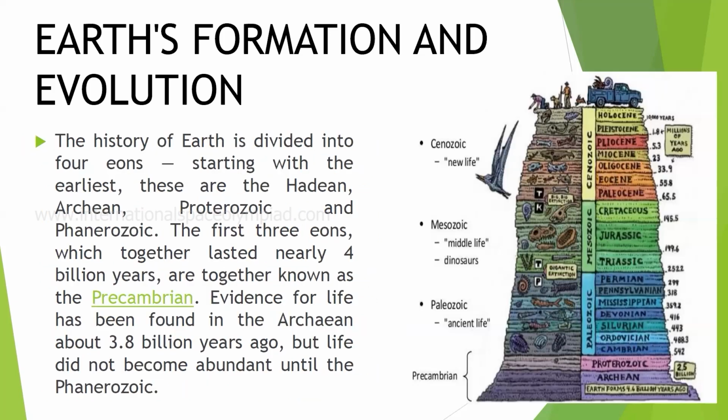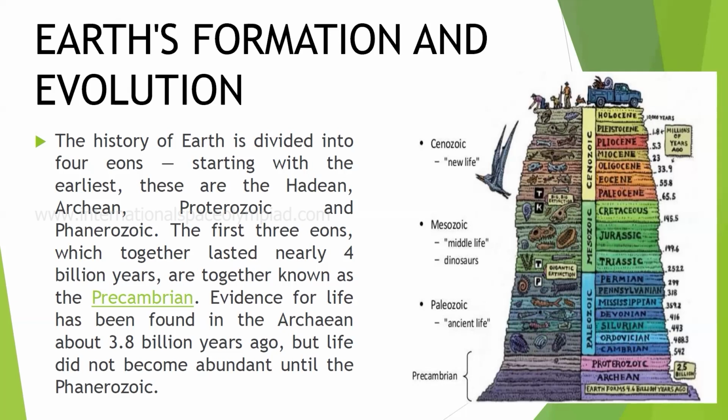Now, we know about our Earth a bit more than any other planet in the solar system because we live on it. And since there are different processes that happen from the beginning of Earth, we can divide it into different stages to study it more deeply. So, starting with the earliest, there are four eons. The whole history of the Earth can be divided into different eons.